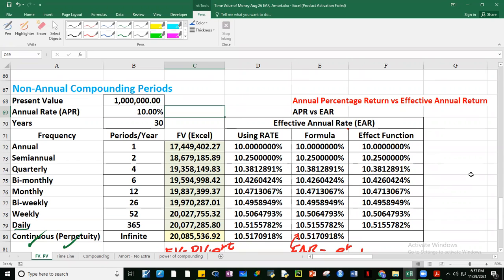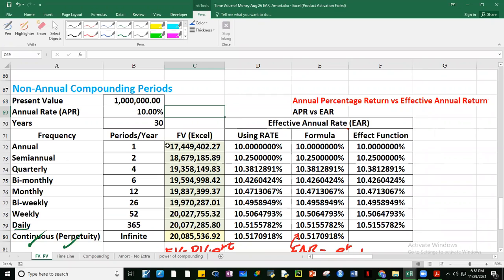Okay, so here we have this problem. Meron tayong annual percentage rate na 10%, the number of years is 30, ang initial investment is 1 million. So ang tanong, magkano yung future value niya at the end of 30 years if the compounding is only annual, if it's semi-annual, quarterly, etc. Now we know guys that mas malaki yung future value kapag mas maraming compounding per year. Ito weekly, daily pa, 365, at infinite pa, which is perpetuity.